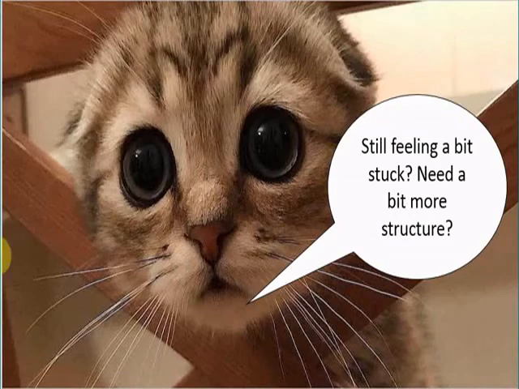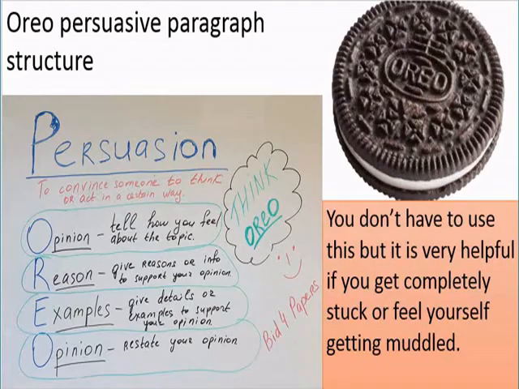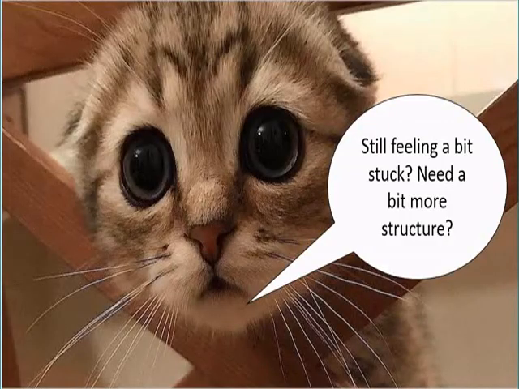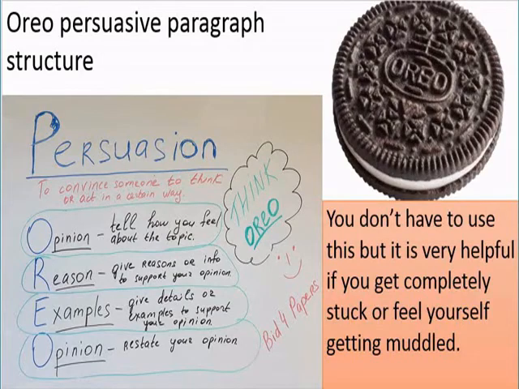you might need a little bit more help or a little bit more structure. This last one is for you, okay? So if you feel like you need a little bit more help, maybe you need a little bit more structure. You don't know how to write your paragraphs. You have ideas, but you don't know how to put them together. This one's for you. It's the Oreo persuasive paragraph structure.